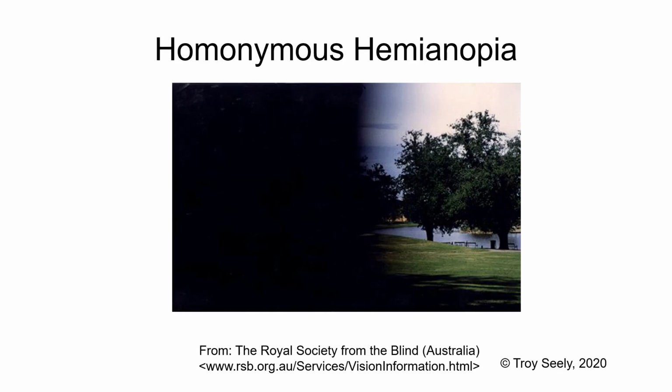Homonymous hemianopia. This is a visual representation of what you might see if you had this clinical condition, where your visual field would be cut in half. You would have an awareness of what's going on visually on one side, and the other side would be completely dark. It is not because you have an eye issue. It's because you have a connection to the eye issue. So let's talk about that.